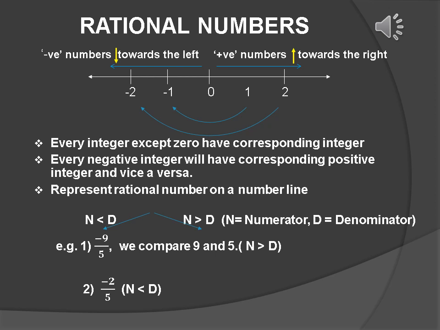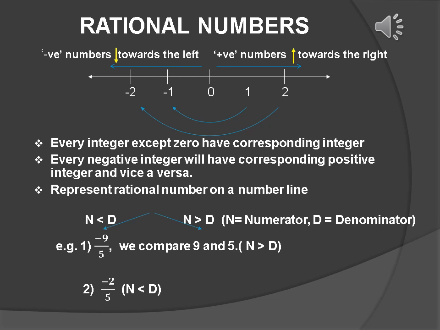Now, we will study how to represent a rational number on a number line. To simplify things, we can classify examples into two types. One in which the numerator is less than the denominator and the other in which the numerator is greater than the denominator. Children, here note that we are using numerical values to compare numerator and denominator.